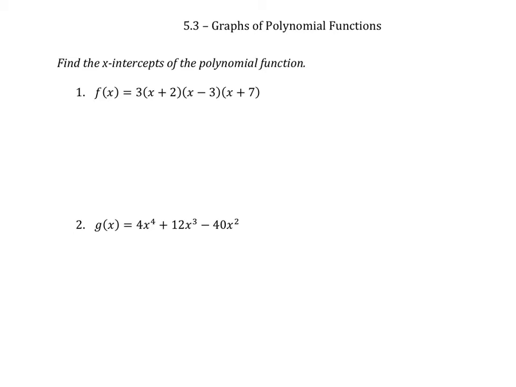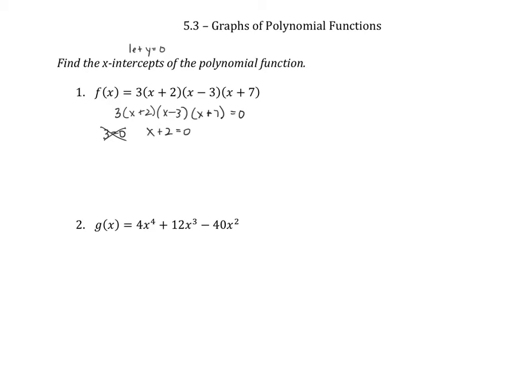So to find the x-intercepts, remember that you're letting y be 0. So this means let y be 0 and then solve. So (3x + 2)(x - 3)(x + 7) = 0. This is already factored for us, which is the best case scenario. Now we just let each factor equal 0, and then we solve. This 3 does not have a variable there, so that will not lead us to any kind of solution.